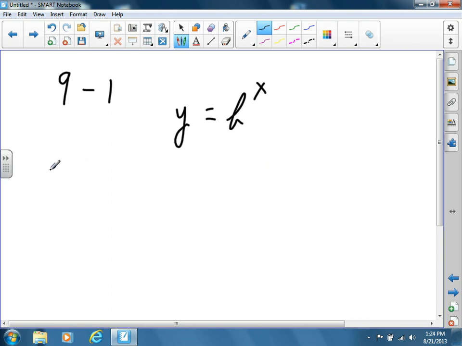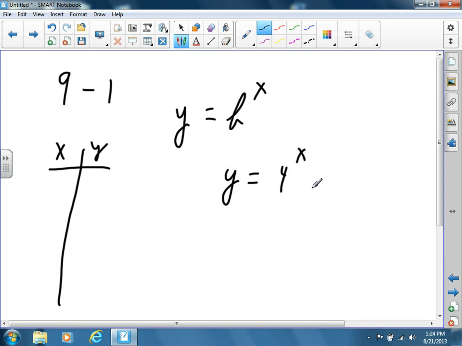But what I would do is I would make a graph, x, y. So I've got y is equal to, let's see, 4 to the x. So if x is 0, y is 1. If x is 1, y is 4. If x is minus 1, y is 1 quarter. If x is 2, then I'm at 16. Minus 2, I'm at 1/16. And then I'd go and graph that.